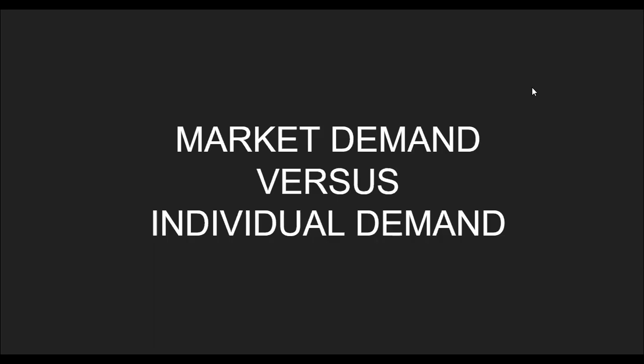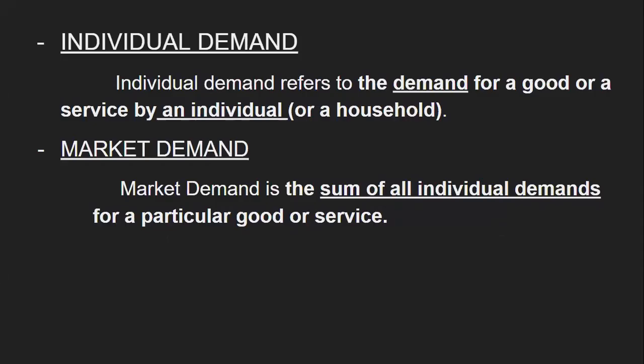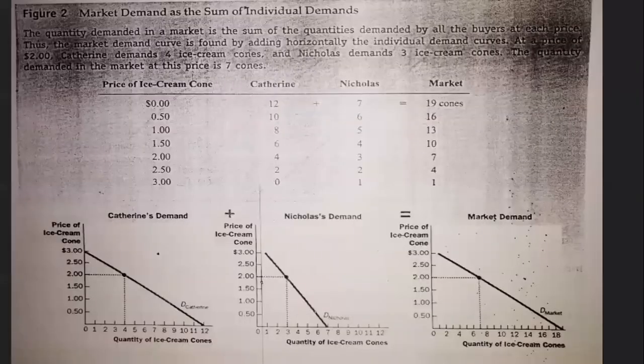Market demand versus individual demand. Individual demand refers to the demand for a good or service by an individual, and market demand is the sum of all the individual demands for a good or service. Let's understand this better with an example. Suppose there are two ice cream businesses currently running in the market. First is Catherine's and second is Nicholas's.